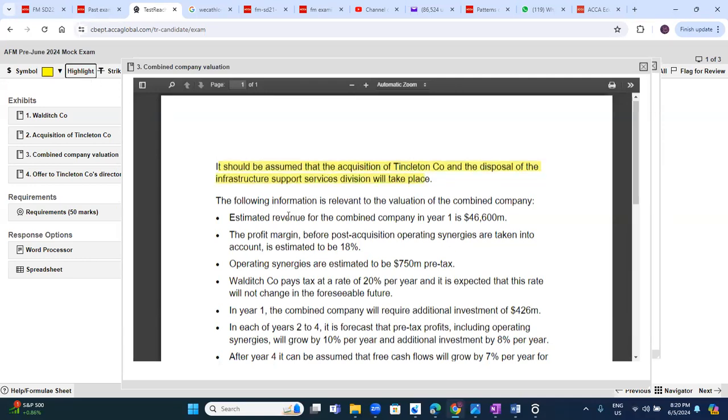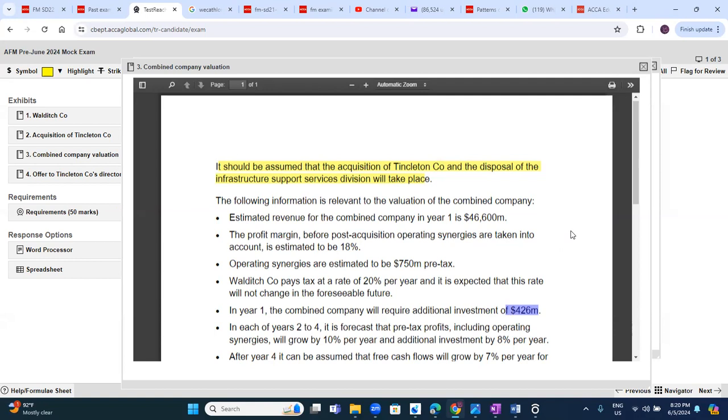Following information is relevant to the valuation of the company. Estimated revenue for the combined company in year 1 is given. Profit margin before acquisition, operating synergies are taken into account, 18%. Operating synergies are given, pre-tax. W company pays tax at a rate of 20% per year, and it is expected that this rate will not change. Okay. In year 1, the combined company will require an additional investment of 426.